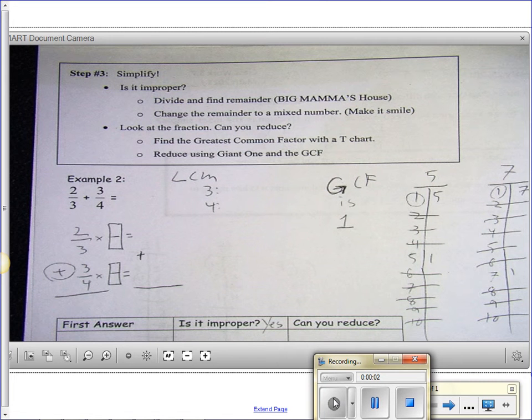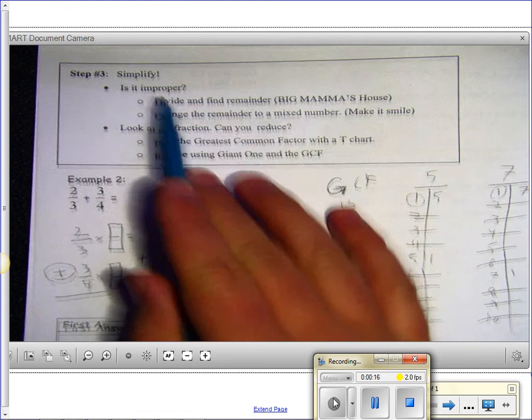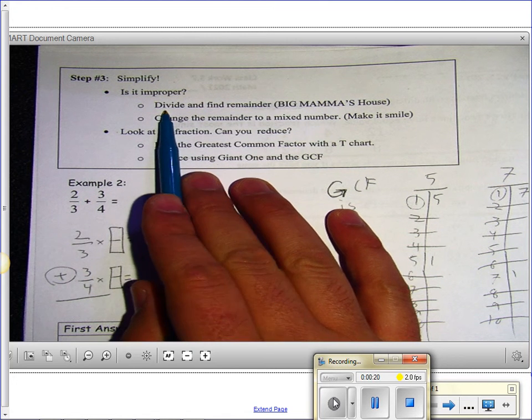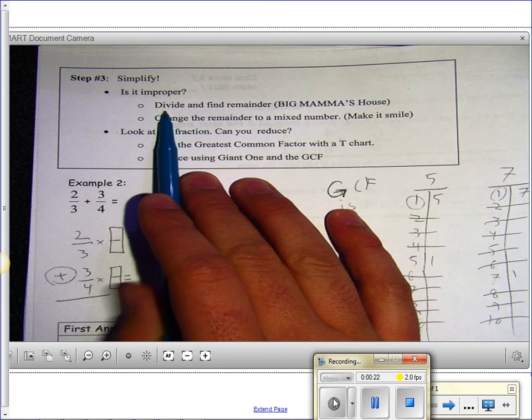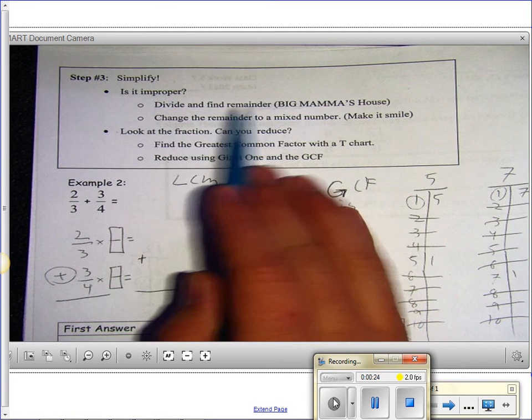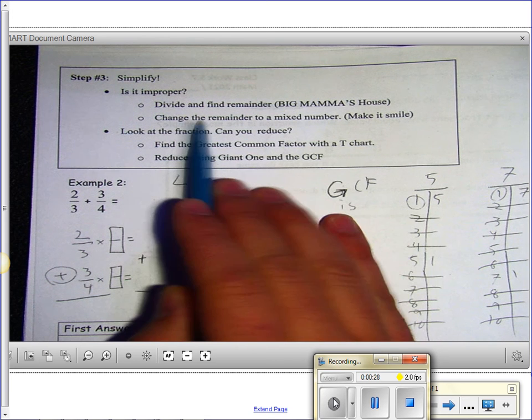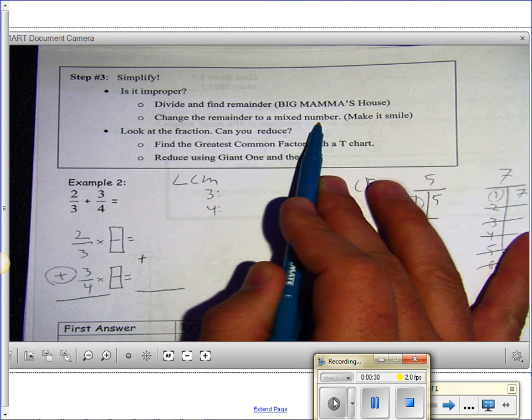You just finished example 1 and we're moving on to example 2. It's very important to go back to step number 3, the simplify step. Is it improper? If it is, read what you need to do in order to find the correct answer, as I read aloud. Divide and find remainder, Big Mama's house. Change the remainder to a mixed number. Make it smile.